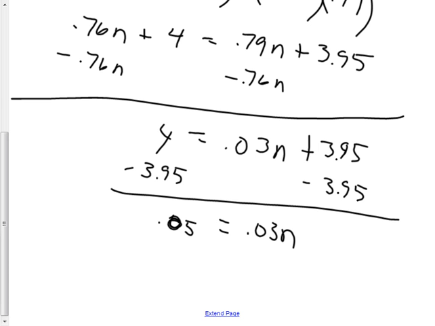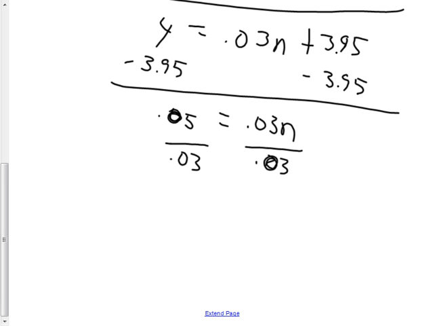Just grinding it out. There's nothing really complicated here. It's just knowing how to solve equations and using your calculator a little bit. Final answer, what is 0.05 divided by 0.03? 1 point what? 6 something? Raise your hand if you had it. Well, about 1.6. All right, good.